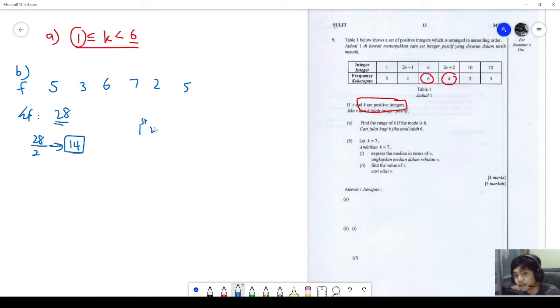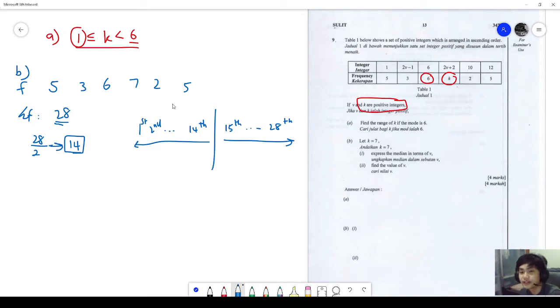So the first, second, all the way until the 14th is on one side, whereas the 15th all the way until the 28th is on the other side. How we know this is because there are 14 pieces of data here and 14 pieces of data here, right? So the median is actually between the 14th and the 15th data. If we count cumulatively, this is the first to 5th data, this is until the 8th data, and this is until the 14th data, and then from here until the 21st data, 23rd data, 28th data.